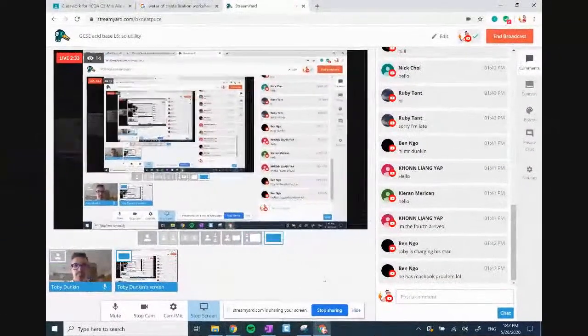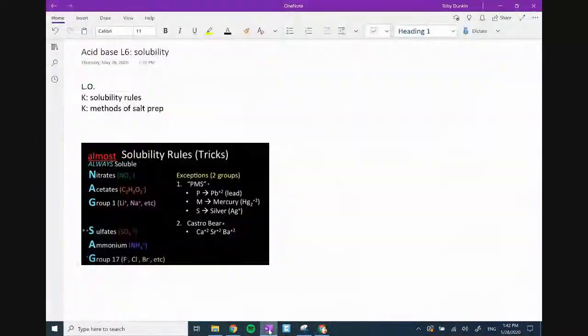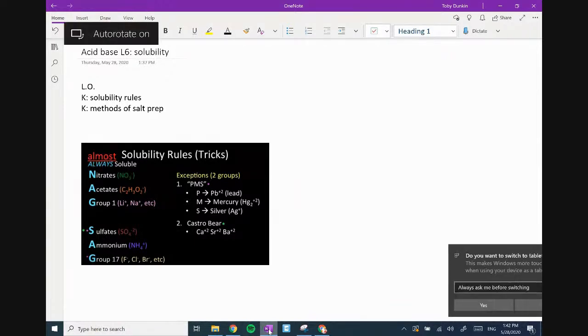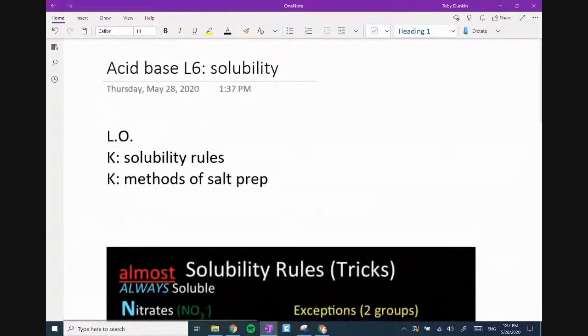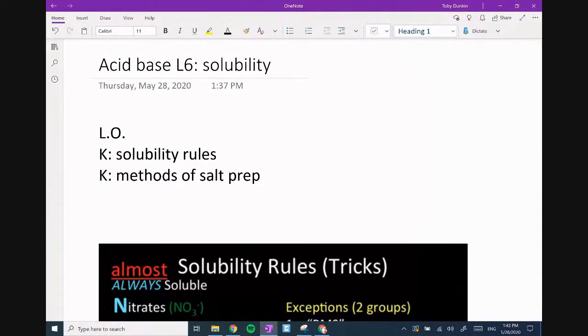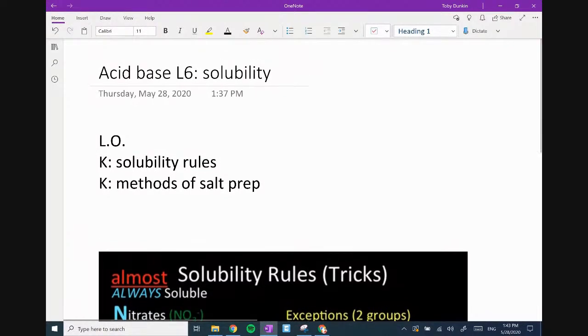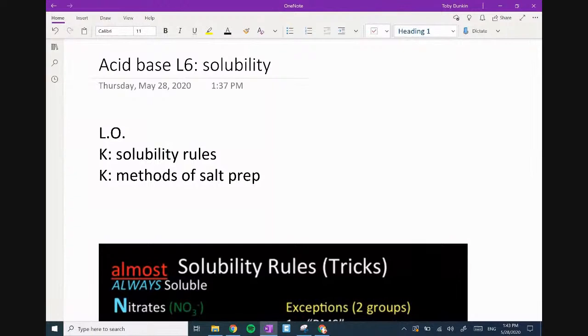Share my screen. Today's lesson, you guys have had no homework, which is amazing. I gave you guys a break from the homework. So, guys, today's lesson, solubility rules. Sorry. Okay, only 2 learning objectives today, guys.